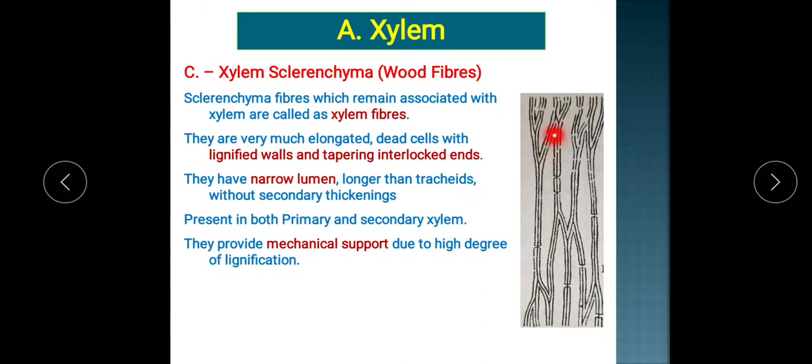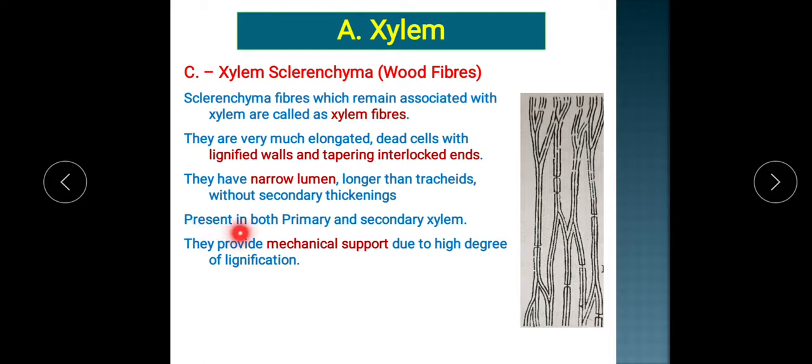The ends of these xylem fibers are interlocking. You can see here they have the interlocking ends, and they also have a narrow lumen. These are longer than tracheids and they are without secondary thickenings, but they show lignin deposition.